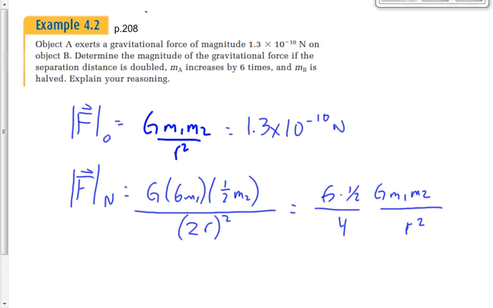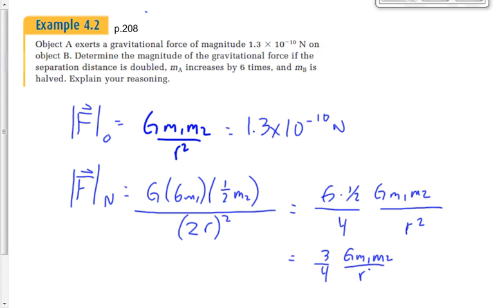6 times 1/2 divided by 4. All we're doing here is pulling the numbers out in front, just because it's neater that way. 6 times 1/2 is 3, divided by 4. Okay, 3/4 G M1 M2 over r squared.